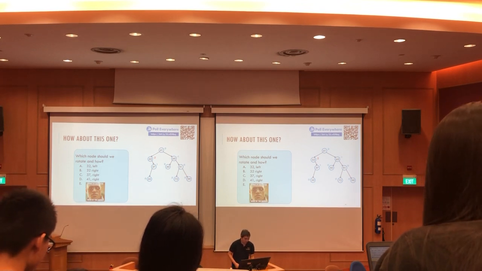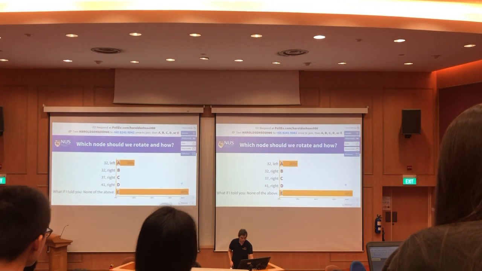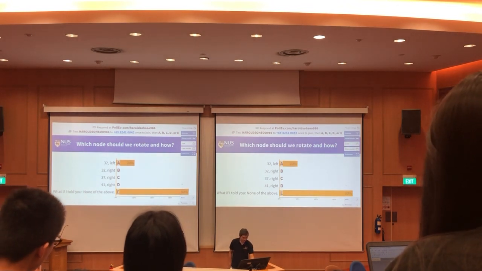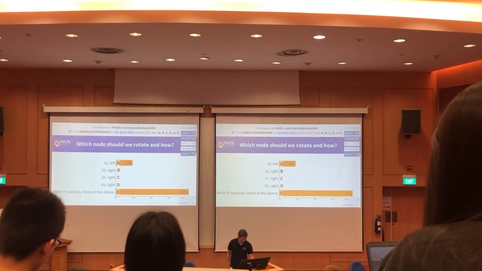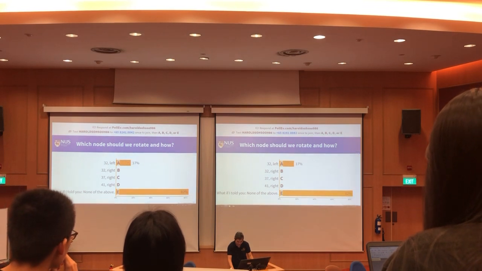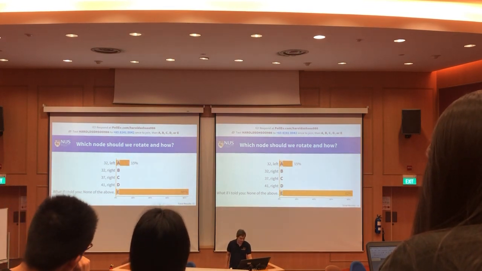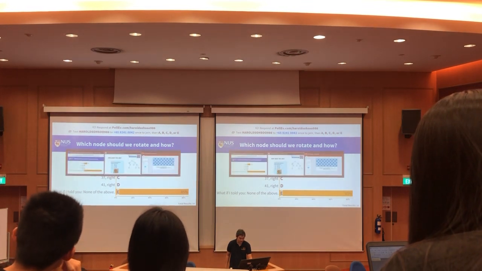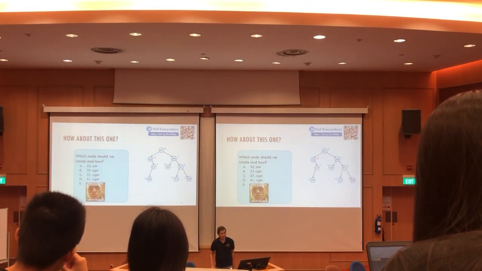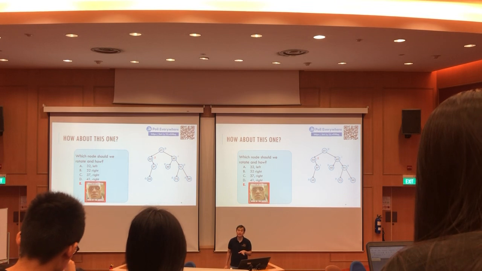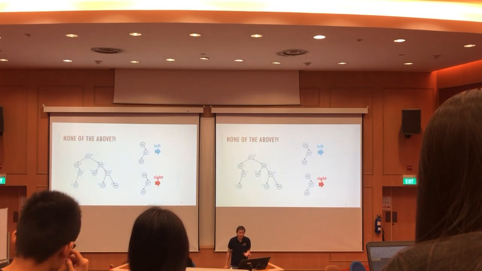Okay, so I think most people are saying none of the above. 20% are saying, how many respondents? 12 respondents, okay. Let's see, most of you are saying none of the above, but some people are saying 32 left. Okay, so let's take a look. The right answer is none of the above, but the question is why? Why is it none of the above?